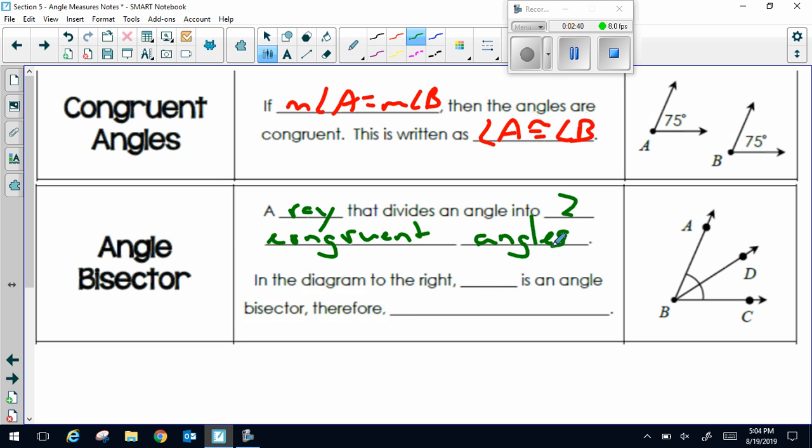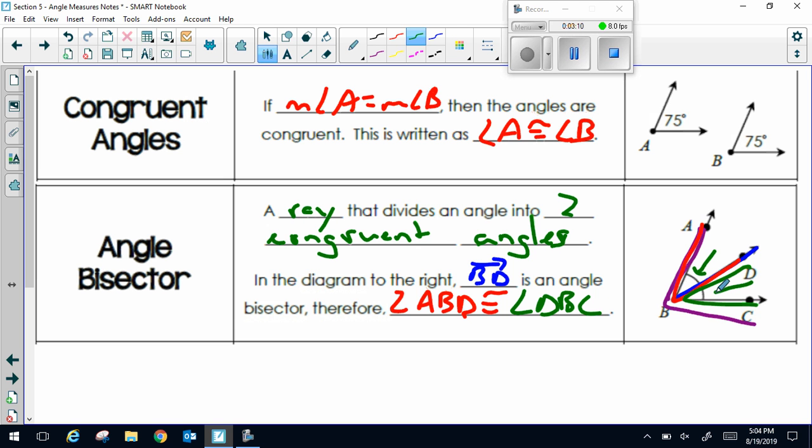In this case over here, we have this ray here, ray BD, and what it does is it takes this big angle and splits it into 2 smaller ones, so that this small angle ABD is congruent to this small angle over here, DBC. And we know that by these 2 little mini parabolas in there. Those tell us that the angles are congruent.